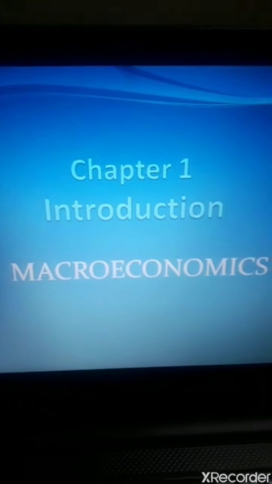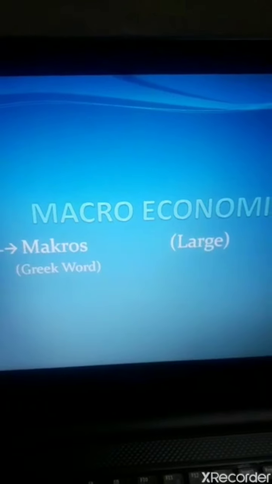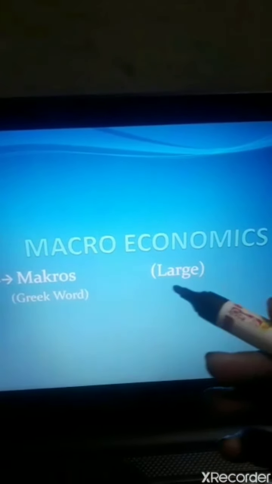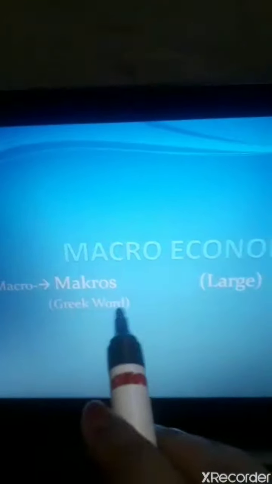Let's begin. Macroeconomics, Chapter 1: Introduction to Macroeconomics. Already we have studied that economics has two branches, macroeconomics and microeconomics. Microeconomics we have studied in detail in class 11. Now we will study macroeconomics in class 12.